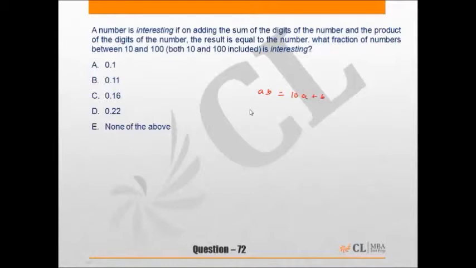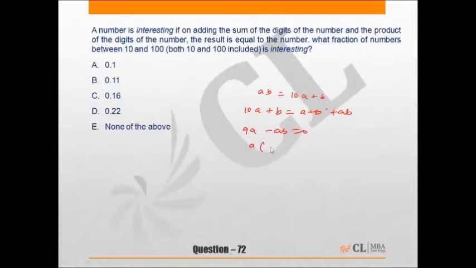As per the given condition, for a number to be interesting, 10A plus B will have to be equal to A plus B plus A into B, that is the product of the digits of the number. And we have to find what fraction of numbers between 10 and 100, including both, is interesting. So as per the given condition, we will get 9A minus AB equals 0.